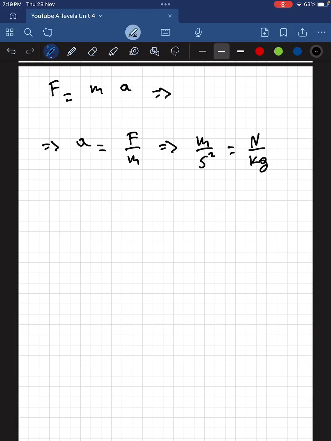And similarly, you can do the following. For example, kinetic energy is 1/2 mv squared.